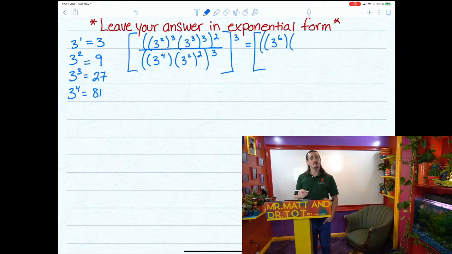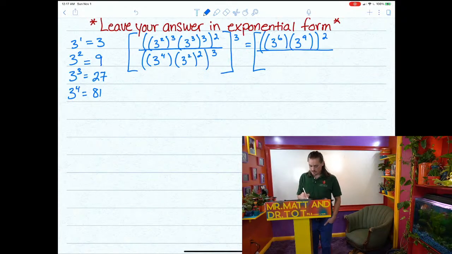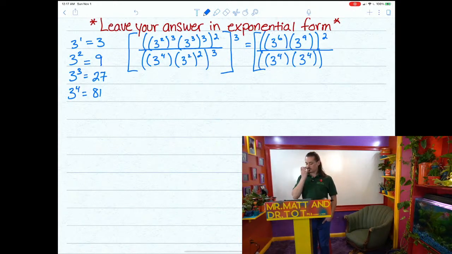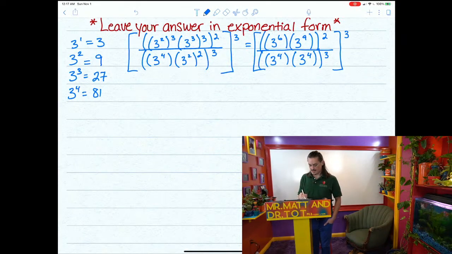Now when we have common bases raised to exponents and we multiply those values, we can add the exponents, keep the base, add the exponents. So the numerator here is going to turn into 3 to the 6 plus 9 power. That's 3 to the 15th, quantity squared. 3 to the 4 times 3 to the 4, that's going to be 3 to the 4 plus 4 power, or in other words, 3 to the 8th. And that's quantity cubed, whole thing cubed outside of brackets.